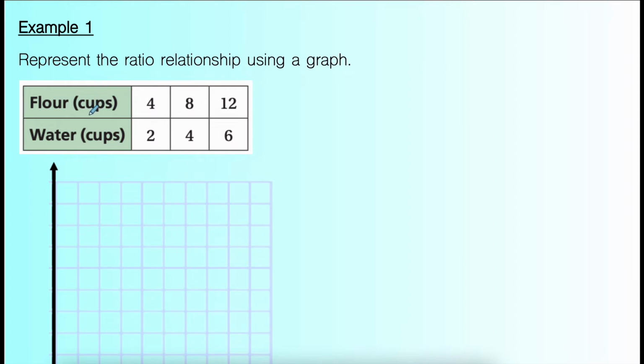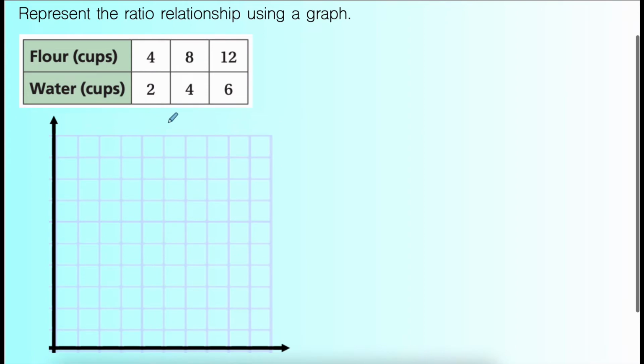The directions say represent the ratio relationship using a graph. All right, we can do this. First off, I look at this ratio table and I see that it's a relationship between cups of flour and cups of water.